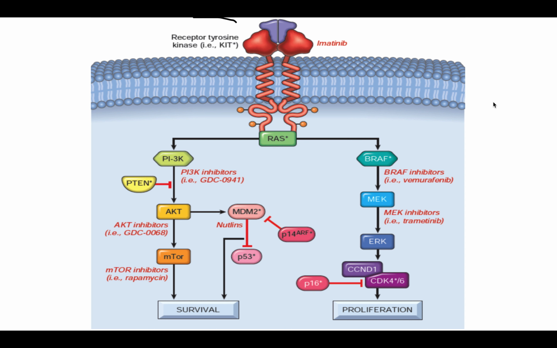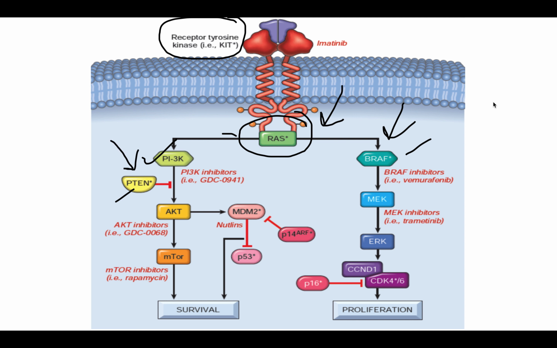So here you have the tyrosine kinase receptor. Then the RAS gene is there. Then there is a pathway that is the PI3K, PTEN pathway. One is BRAF. So anything which activates these: if you have activating mutation of the RAS gene, activating mutation of PI3K, and activating mutation of the BRAF gene, this will further lead to increased proliferation.